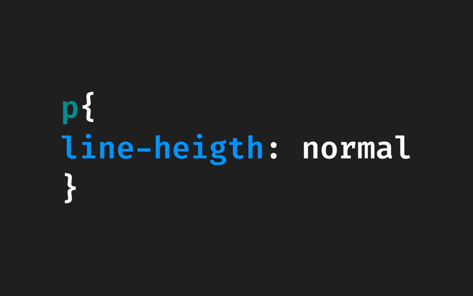Now, we also have the keyword normal. This will set the line height to a reasonable value based on the font size. So for each font size, you have a line height that will make it generally readable.